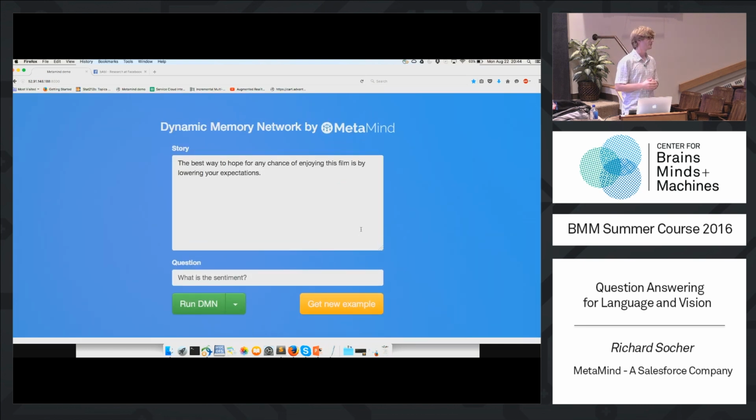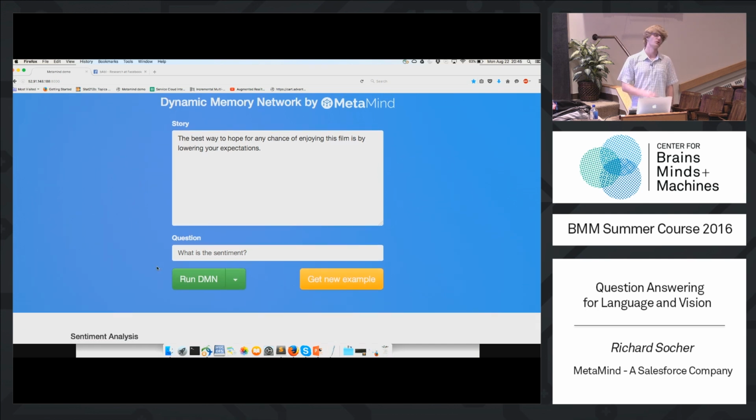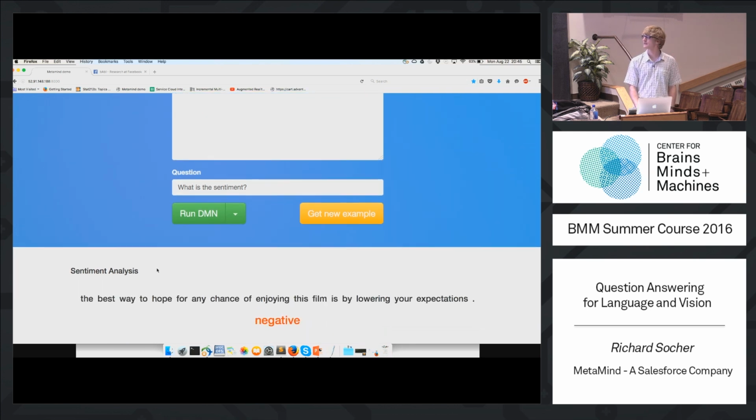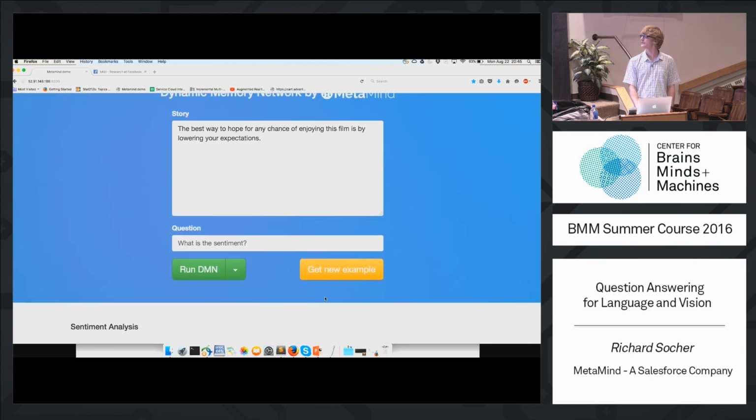We can play around with a couple of different inputs because it has actually seen a lot of different movie reviews. Just to give you a couple of examples: here, the best way to hope for any chance of enjoying this film is by lowering your expectations. If you now want to push the state of the art in sentiment, those are the kinds of sentences you have to get right. Because all the simple stuff you can get with naive Bayes, bigrams, and an SVM. Whenever a sentence mentions awesome, in 95% of the cases it's probably a positive sentence. But here you really had to be a little more clever, and it gets it right.